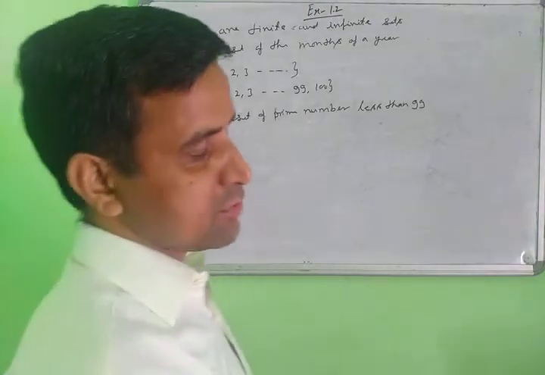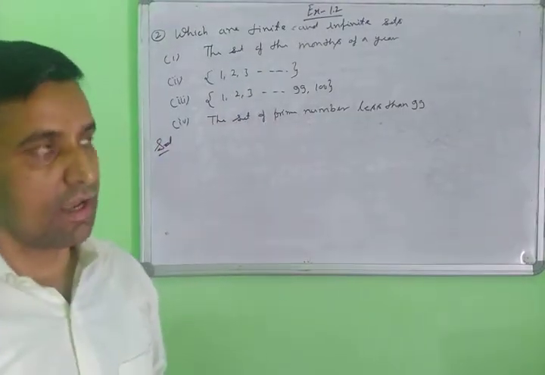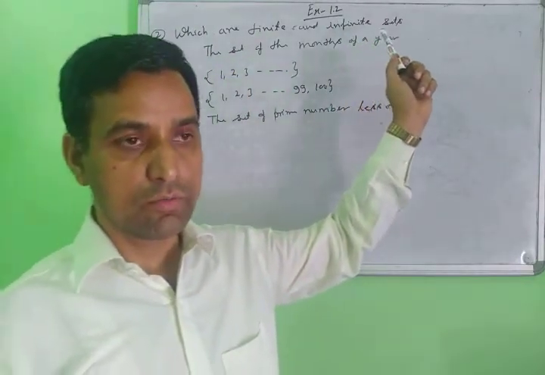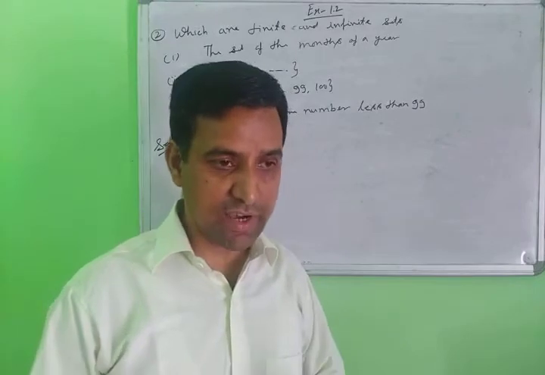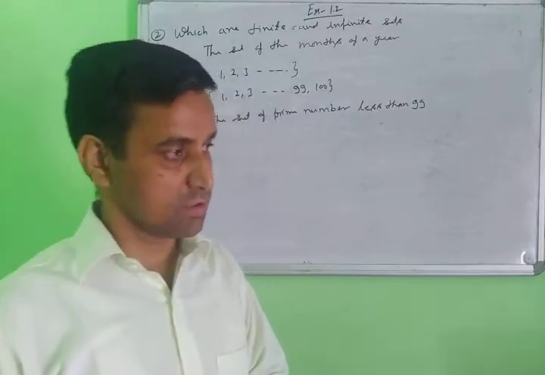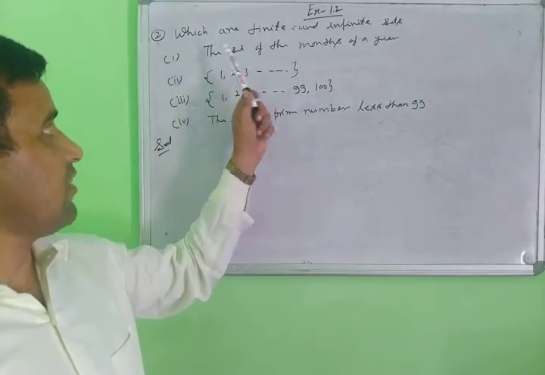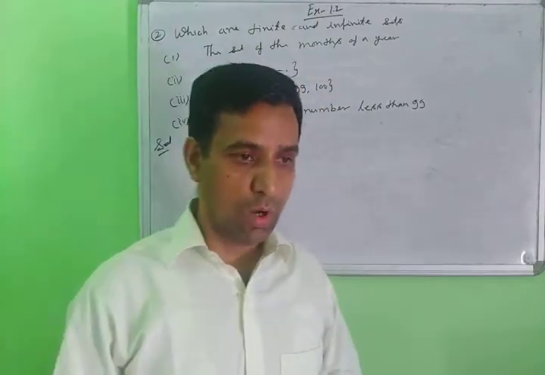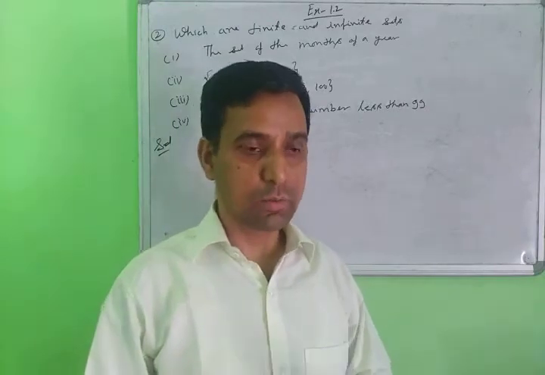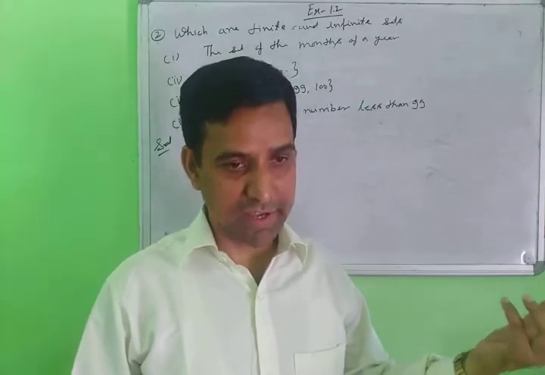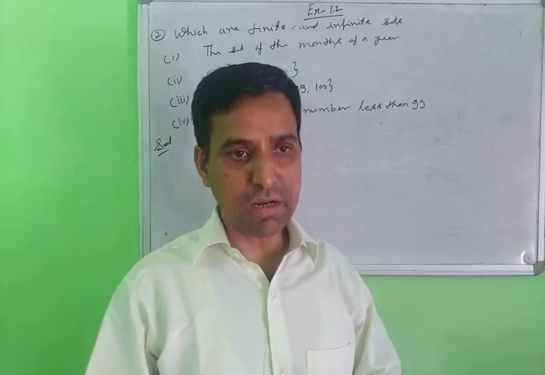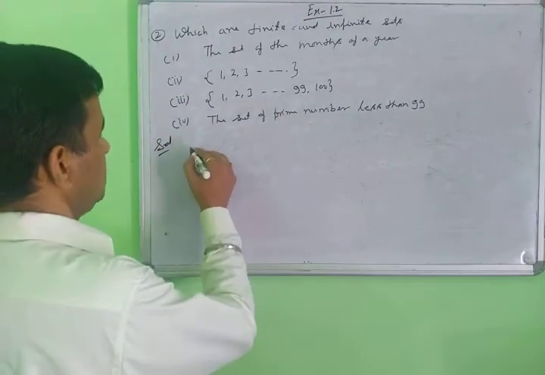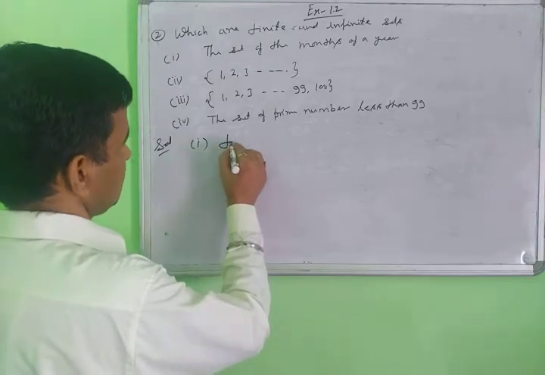Yes class, next I am taking question number second. Which are the finite or infinite sets? Which set is finite and which set is infinite? You select here. Question number first, the set of the months of the year. You know how many months are in a year? 12 months. 12 is a finite set because 12 is a certain, fixed, definite number. This first is a finite set.